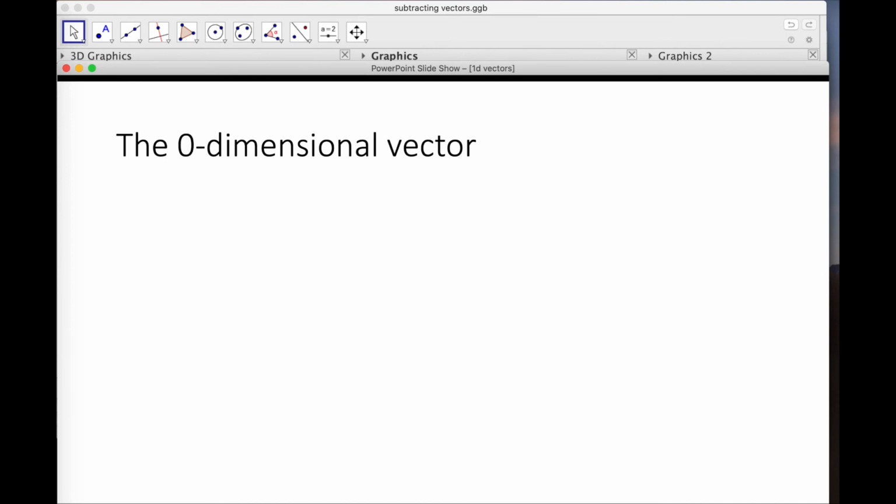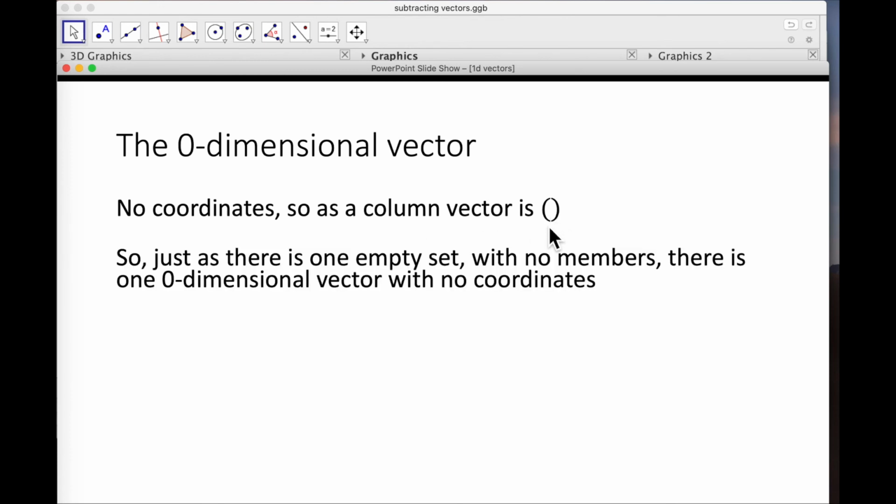So I said right at the beginning that we like to look at the simplest, even trivial cases. Well, one-dimensional vectors are not trivial. One-dimensional vectors are the simplest non-trivial case of vectors. Are we to make any sense of zero-dimensional vectors? Well, let's look at that. So, as a column of numbers, it's got no numbers in it. It's got no coordinates, so it looks like this. Well, that's okay. Just as there's one empty set with no members, there is one zero-dimensional vector with no coordinates. So yeah, we think there's one zero-dimensional vector.